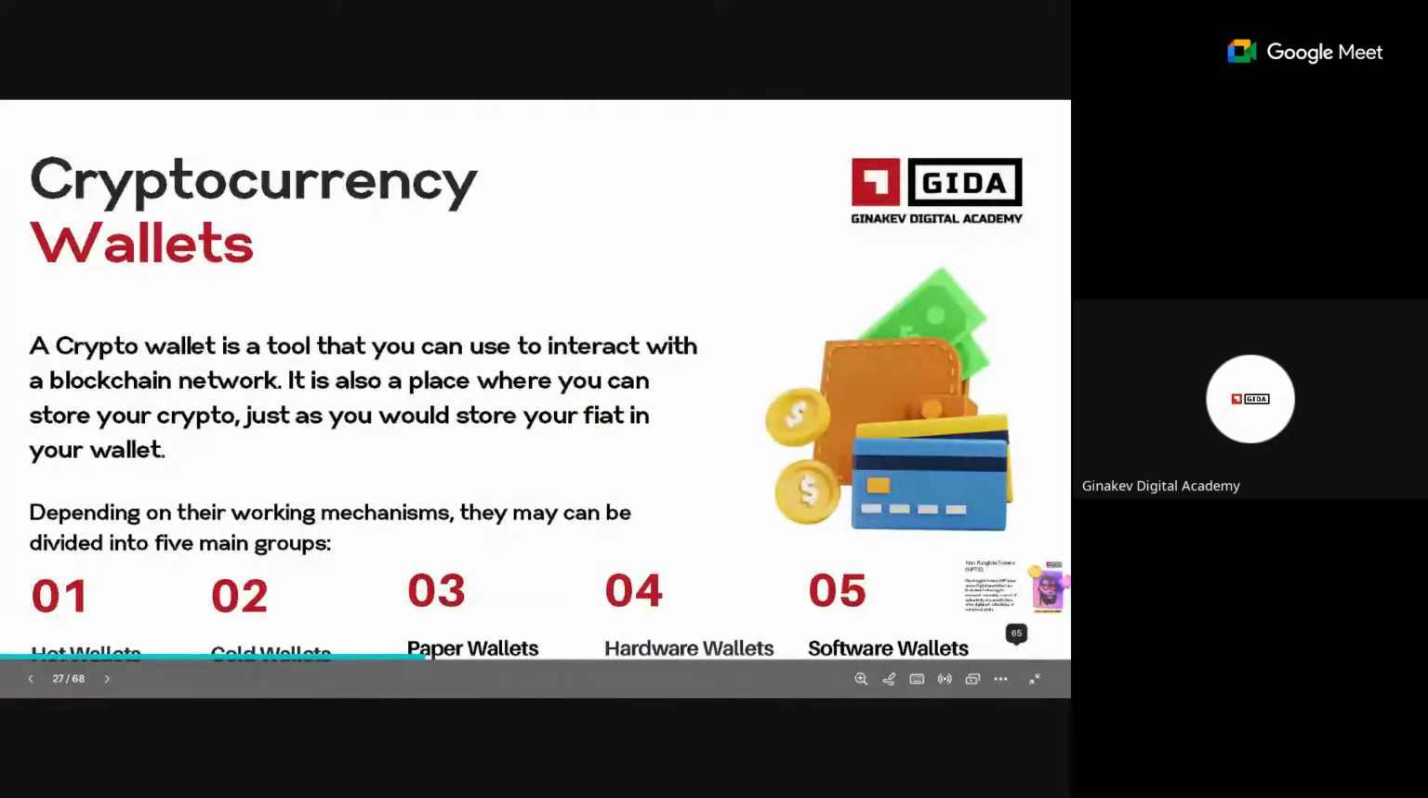So yeah, let's come back to class now. So, cryptocurrency wallets, right?